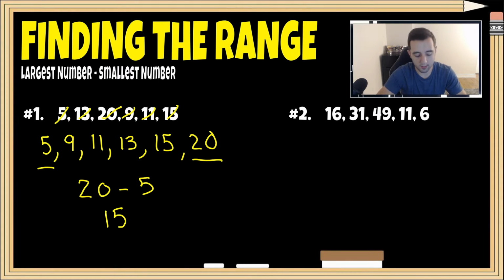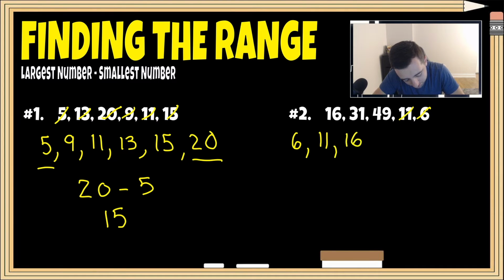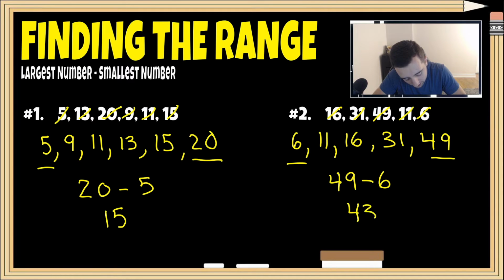Okay, now let's go ahead and move on to number 2. Again, we're going to order our numbers from least to greatest here, taking my time while ordering. So we have 6, cross it out. We have 11, followed by 16, 31, and finally we have 49. Again, we're taking our largest and our smallest values. So 49 minus 6 is going to give us a range of 43.